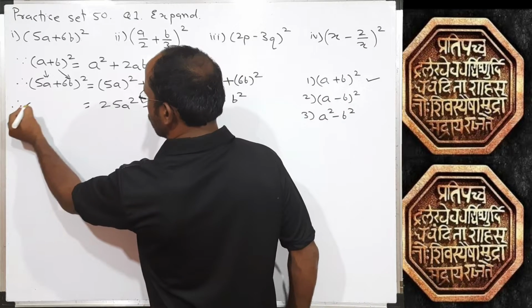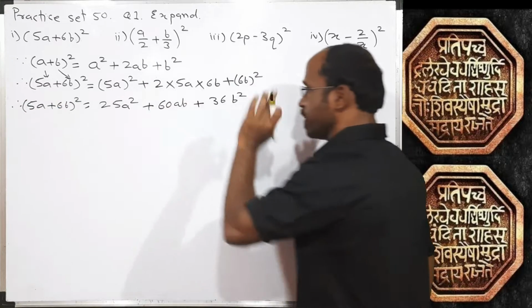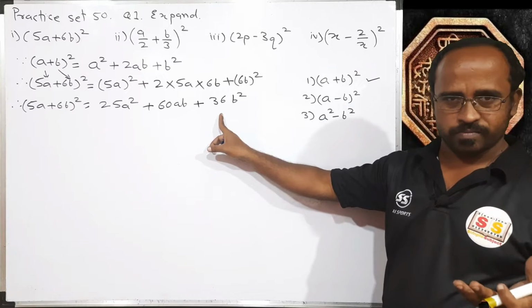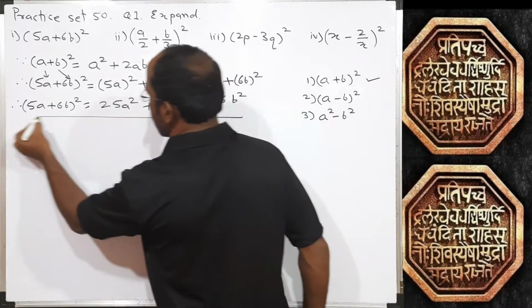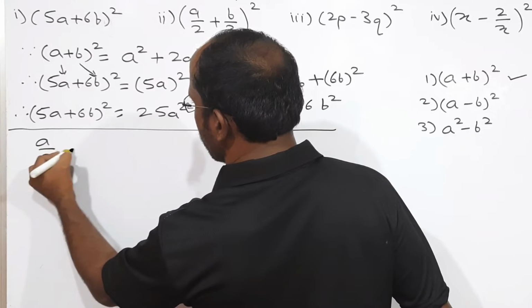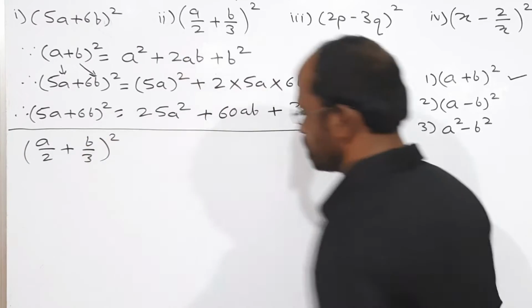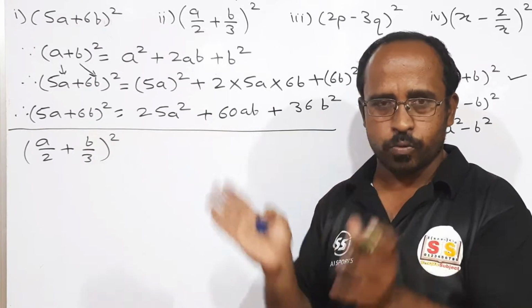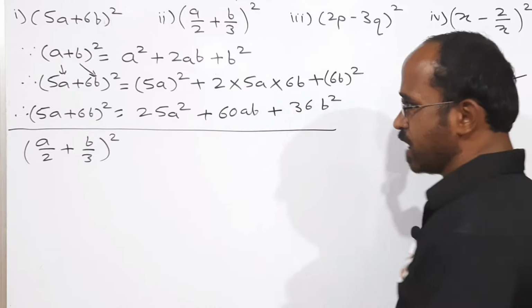Isn't it easy, students? So we can say (5a + 6b) square is equal to 25a square plus 60ab plus 36b square. Nothing is simpler than this. Let us see the next problem. The next problem is (a/2 + b/3) square. Once again, students, this is the same kind of example. A plus symbol is there in the bracket and a square of the bracket, means we can use the formula of (a + b) square. So let's write the formula first.